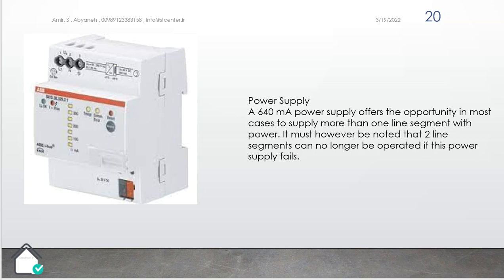For example, a 640 milliamp power supply offers the opportunity in most cases to supply more than one line segment with power. You should use another choke for that. It must, however, be noted that two line segments can no longer be operated if this power supply fails. So if you depend two line segments on only one power supply unit with two outputs, one is choke embedded, one choke should be added. So if you lose the power supply, you lose two lines or line segments.